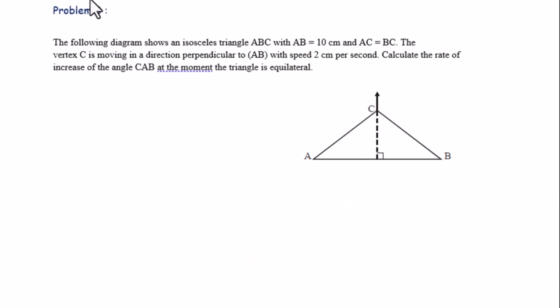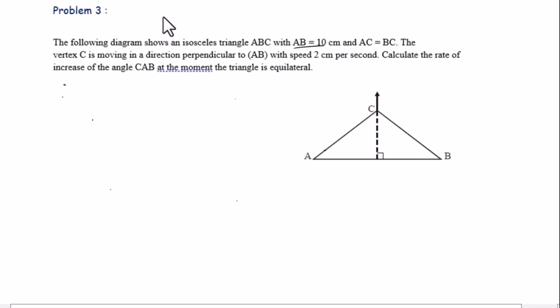Problem 3. The following diagram shows an isosceles triangle ABC with AB equals 10 centimeters and AC equals BC. The vertex C is moving in a direction perpendicular to AB with a speed of 2 centimeters per second. Calculate the rate of increase of the angle CAB at the moment the triangle is equilateral.